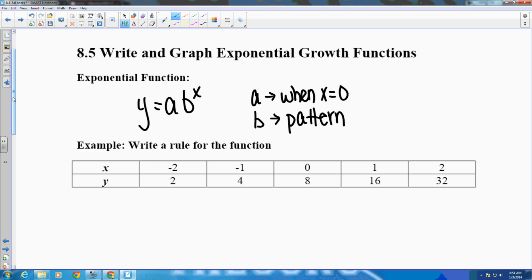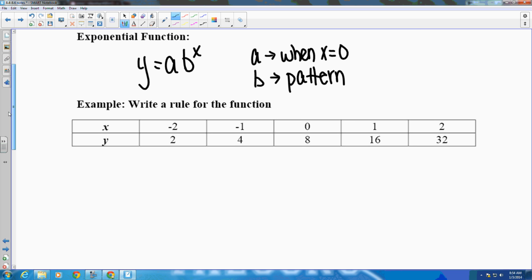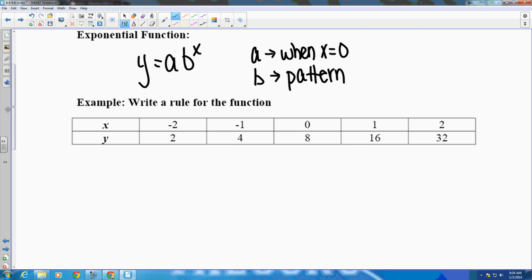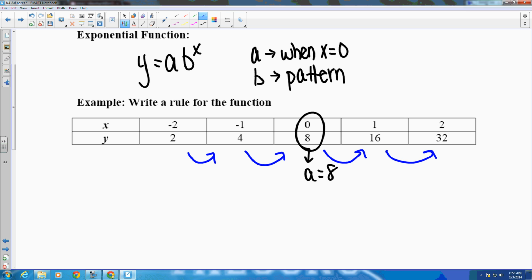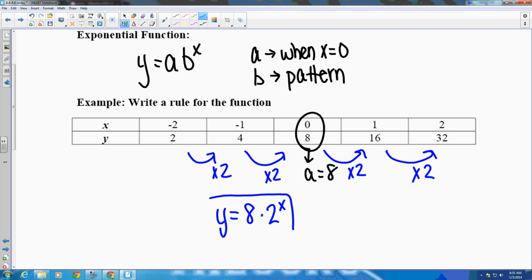If we are given this table with function values, we need to write the rule for the function. The first thing you want to determine is what is a. A is the value when x is 0, so this is a. Then we have to figure out what the pattern is between the y values. What is it doing every time? It's multiplying by 2. So then our exponential function is y equals 8 times 2 to the x, because 2 is your pattern.